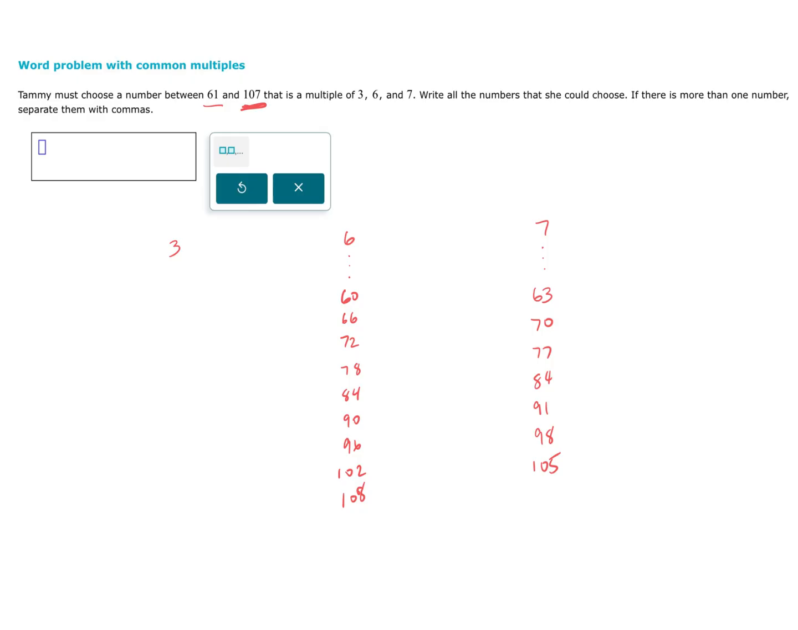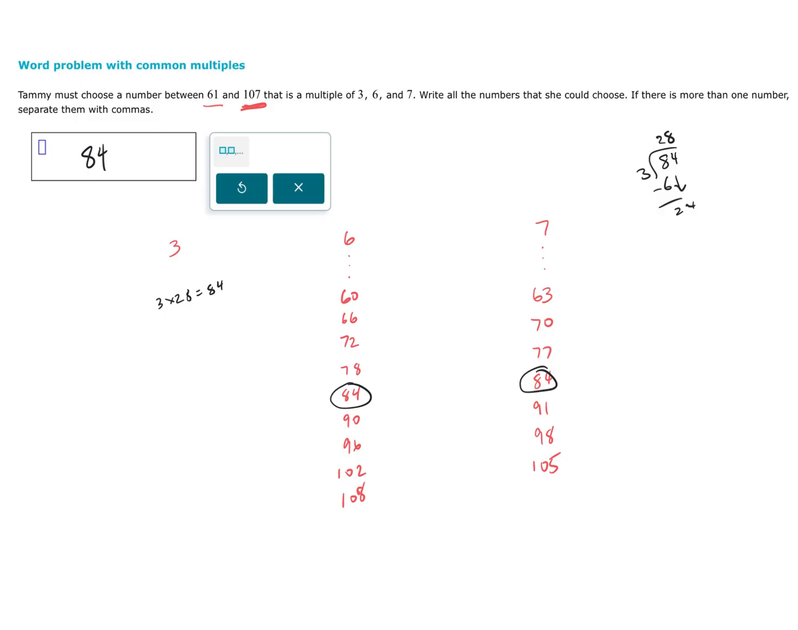So now what I'm going to do is look at my two lists and find any numbers that are on both lists. And let's see, that is it, 84 on both lists. So now all I need to do is see if 84 is a multiple of 3. So I'm going to do 84 divided by 3. And we're going to find out that yes, it is. 3 times 28 equals 84. So my only answer is 84.